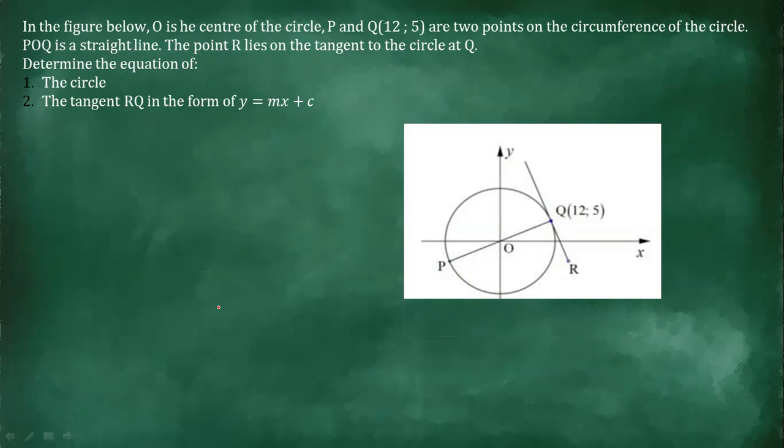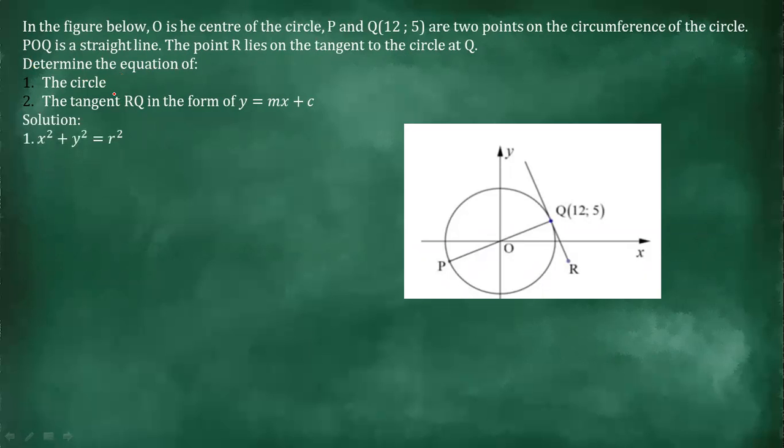In the figure below, O is the center of a circle. P and Q are points on the circumference of the circle. POQ is a straight line. The point R lies on the tangent to the circle at Q. Determine the equation of the circle. Let's determine the equation of the circle.